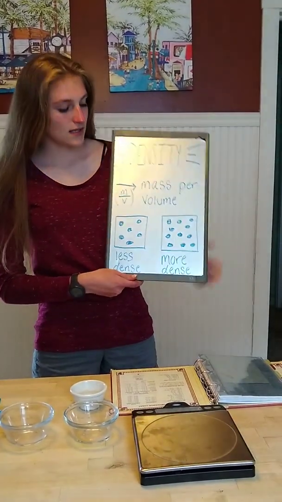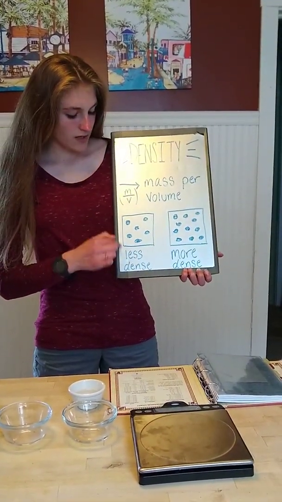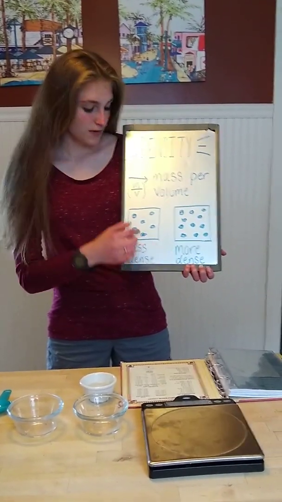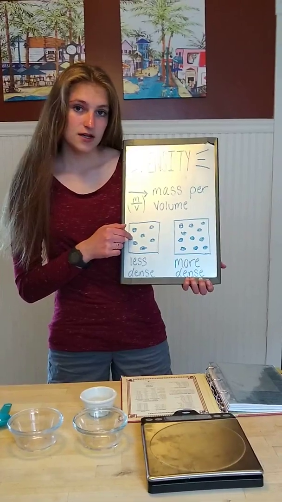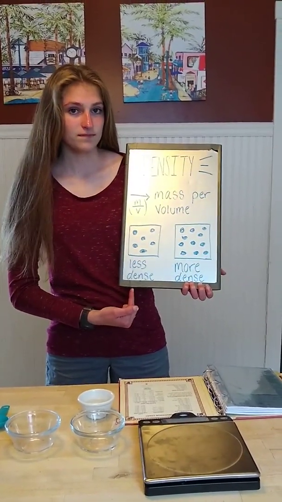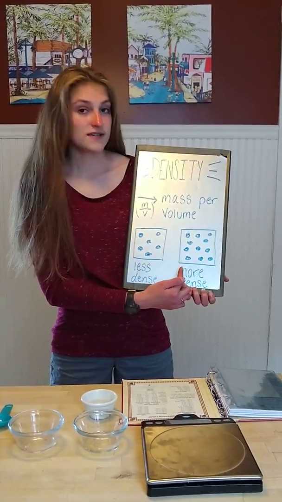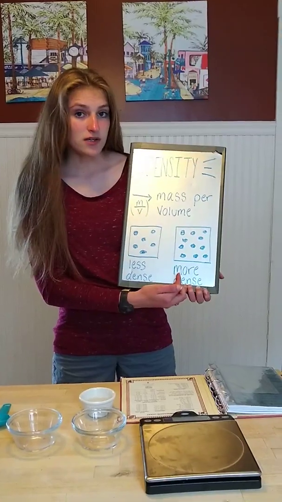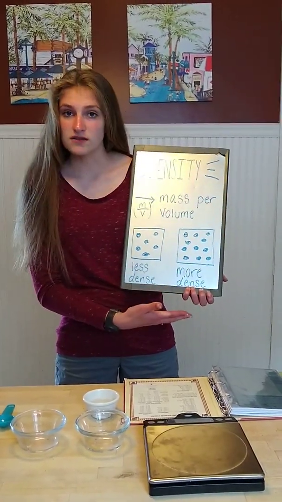And how that relates to density is that if you see right here, these two shapes have the same volume, right? But this one has less dots in it, so it has less mass in the volume, so it's less dense. This one over here has more dots in it. It has more particles in the same amount of space, so it is more dense.